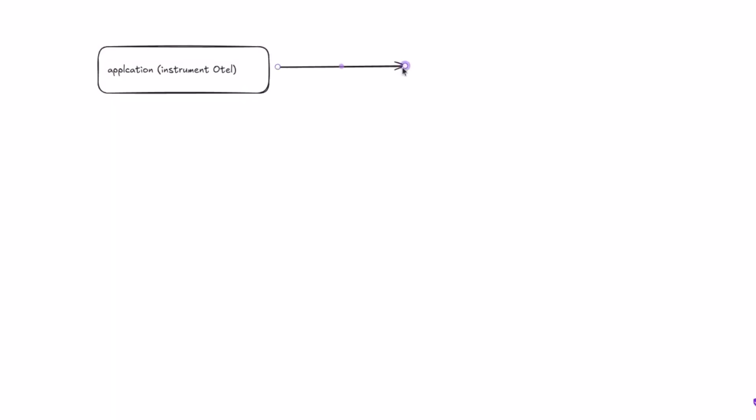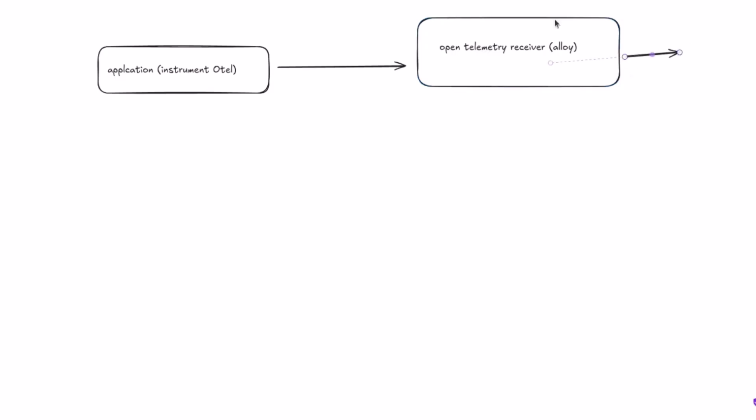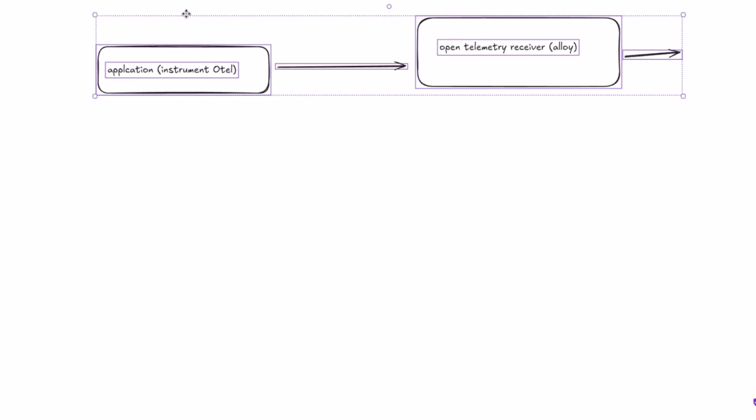Let's assume this is your application, and in your application, you are going to instrument it using OpenTelemetry. Now what we are going to do is send these metrics, or if you are collecting logs, in that case you are going to send logs. Whatever it is, whether it is metrics, logs, or traces, we are going to then send it to the OpenTelemetry receiver, which is going to be on the Alloy side, and then this log is going to be further sent to Grafana Cloud. So this is how the typical architecture is going to look.